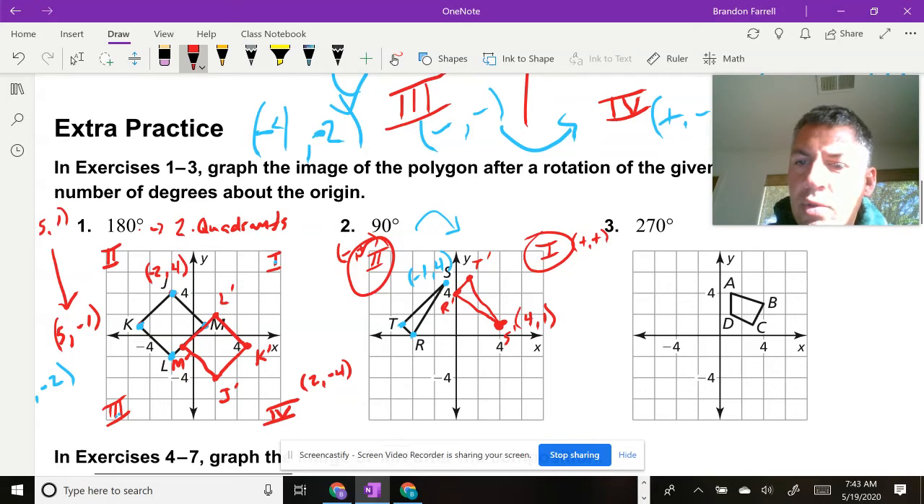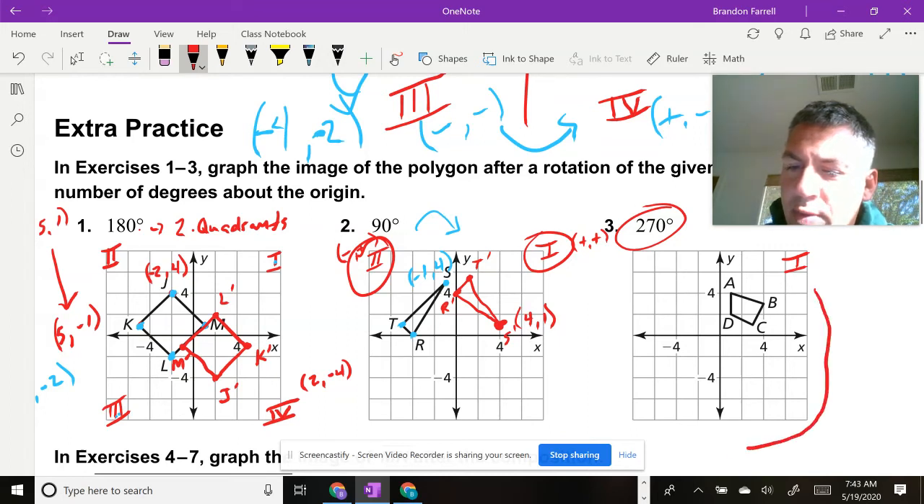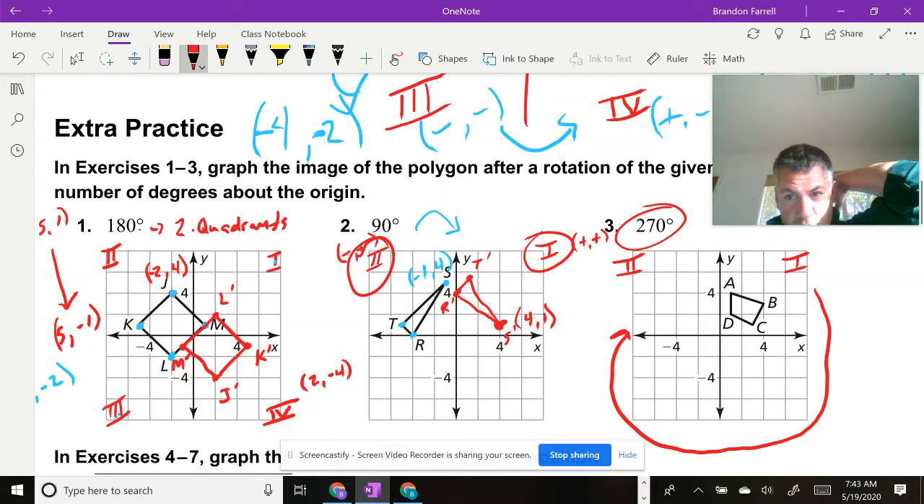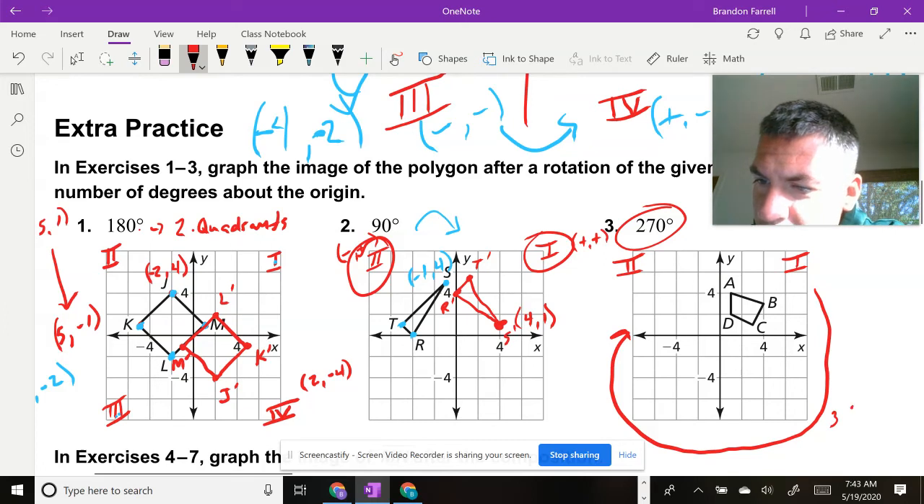Okay, so 270 degrees is 3 quadrants. So this is in quadrant 1. We're going to go clockwise again because it doesn't tell us which direction to go. And I'm going to switch that all the way over to quadrant 2. I screwed that up. So if I go to quadrant 2, that's 3 switches of the X and Y coordinate.